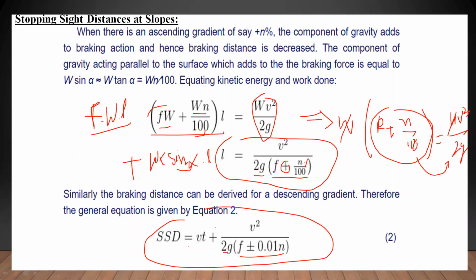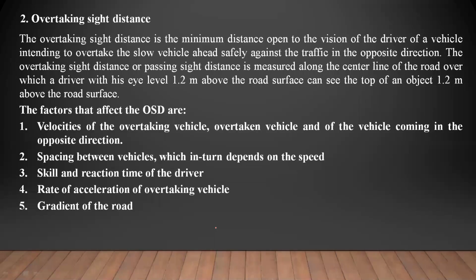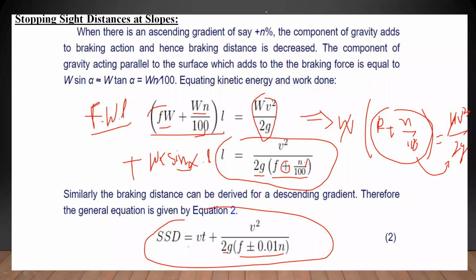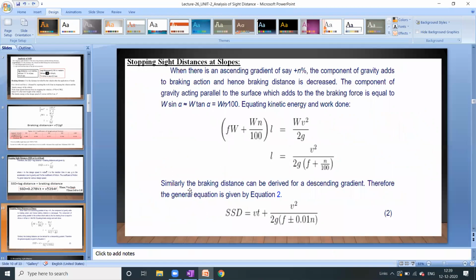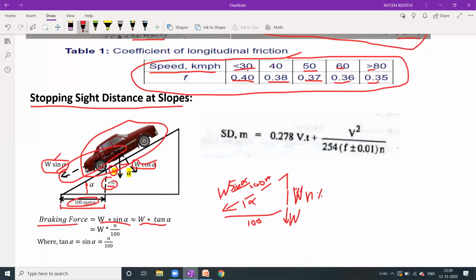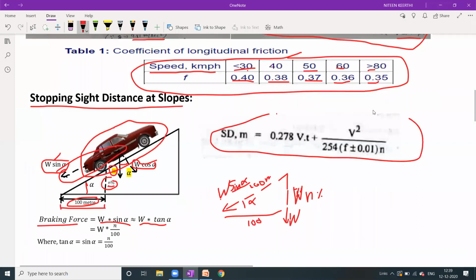This is for small v. Again for capital V, you can write it the same way, with 254 in the denominator. Here I have written in the note: stopping sight distance whenever the speed is in kilometer per hour is 0.278 capital V into T plus capital V square divided by 254. That's it. In place of 2G, you can write 254. And later on, F plus or minus 0.01 N.